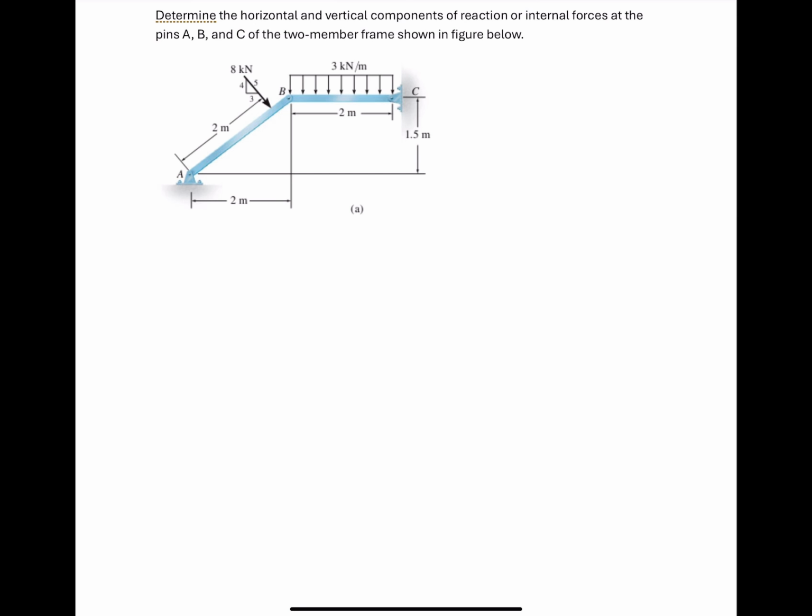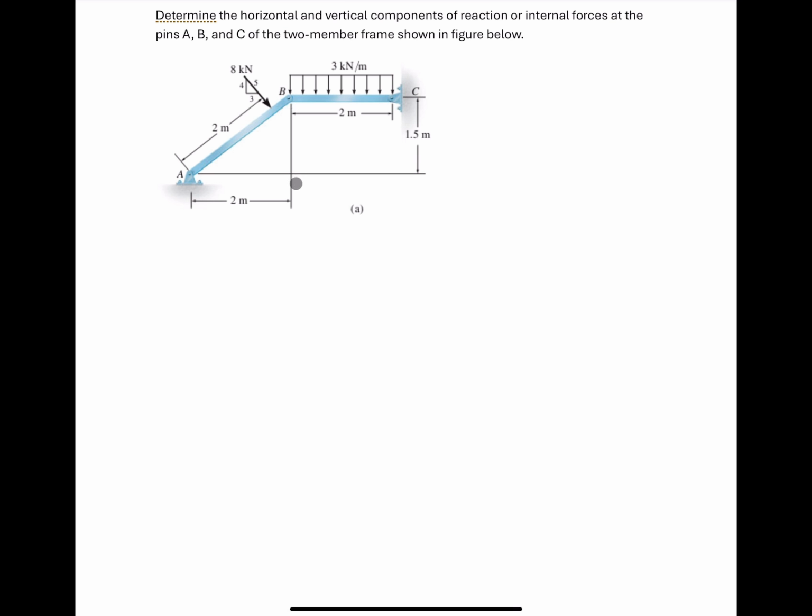All right, so let's look at this question. We have a two member frame A, B, C showing here, with a point load of 8 kilonewton and a distributed load on member BC. We have to determine the horizontal and vertical components of the reaction force at point A, reaction force at point C, and at point B.